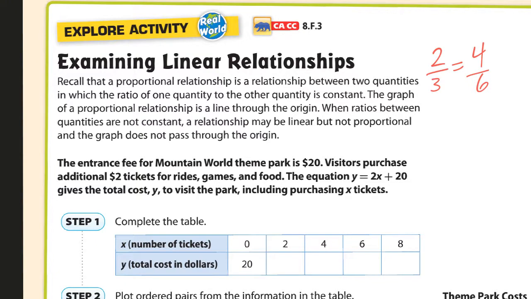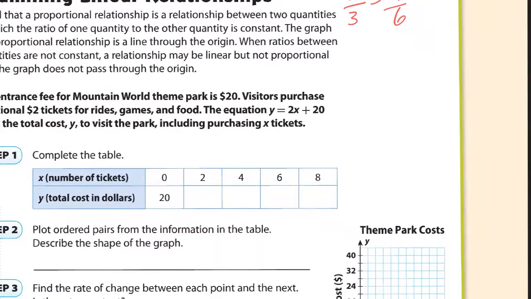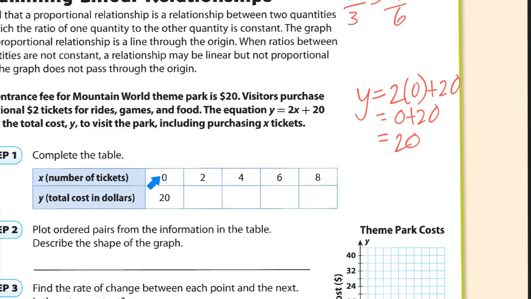I want to show you how we end up with those values. We have y equals 2 times x plus 20, and x in the first case would be 0. So 0 plus 20 is just 20, and that's how we end up with this value of 20 right here: purchasing 0 tickets, 20 bucks. Now if we buy 2 tickets, 2 times 2 is 4, 4 plus 20 is 24. So we would spend 24 bucks.